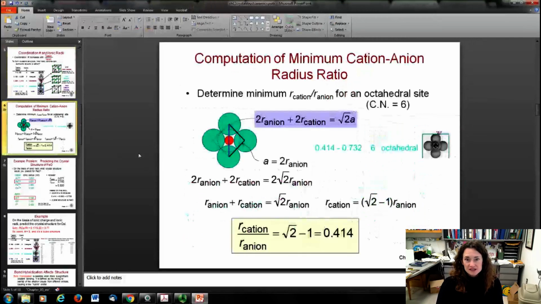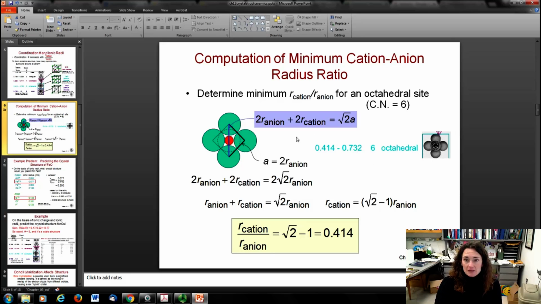Now, to emphasize how simple geometry dictates this, I'm going to do this example problem for you. This is a computation of the minimum cation to anion radius ratio for a coordination number of 6. Remember, a coordination number of 6 fell within this range for the ratio of the radii, 0.414 to 0.732, and that led to the octahedral structure that you see here.